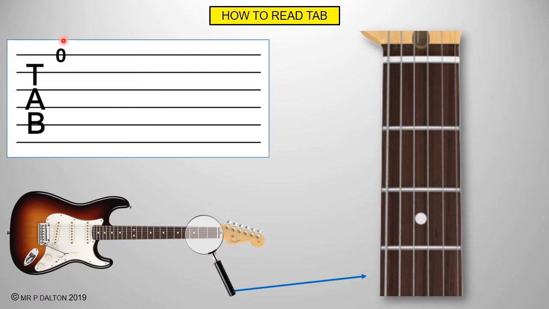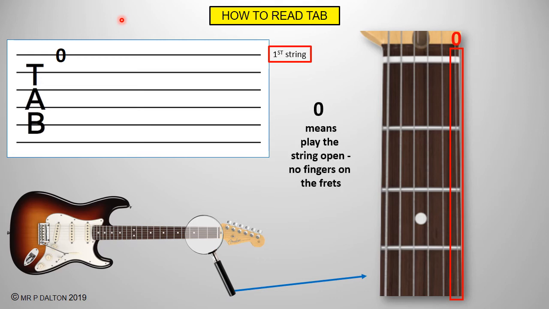Now let's have a look at what a 0 means when you see that on tab. You can see here I've got a 0 and it's on the top line, so now we know that that's going to be the first string I'm going to play. What a 0 means is you are going to play the string without putting any fingers on any frets. Think of it as playing the string O for open. So here I would just pluck the thinnest string, which is the first string. 0 means open, no fingers on the frets, and it would sound like this.